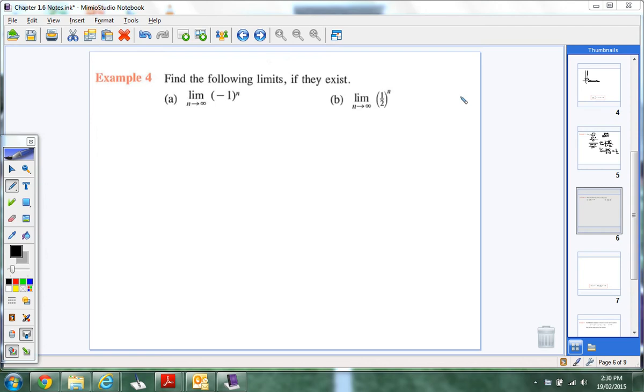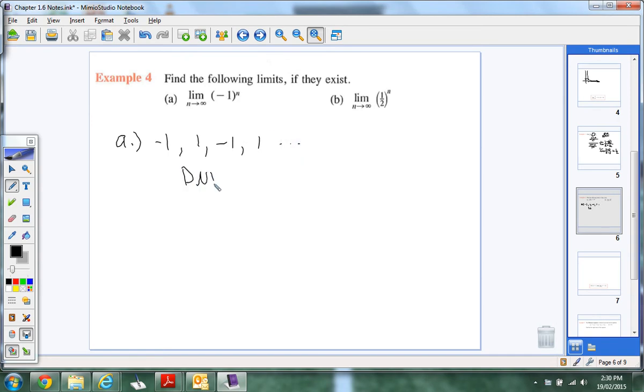Okay, so it doesn't exist, that's just the answer. So A, you guys are right, it just keeps going 1, -1, 1, -1, 1, etc. So it's not approaching anything. So it has no limit. So your limit does not exist. If it's not approaching anything, there is no limit.